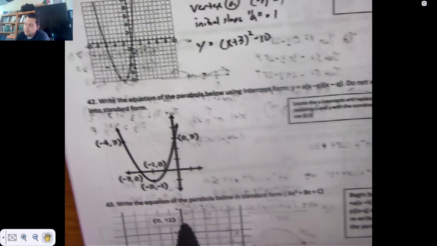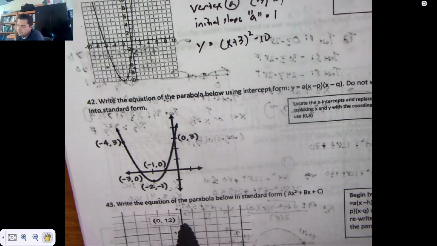42, write the equation of this one. And you're supposed to use intercept form: y equals a times x minus p times x minus q. Do not worry about putting the equation into standard form. I wish it didn't say that, but it does. So I'm losing this form. I'll write it down so you can see what's going on.